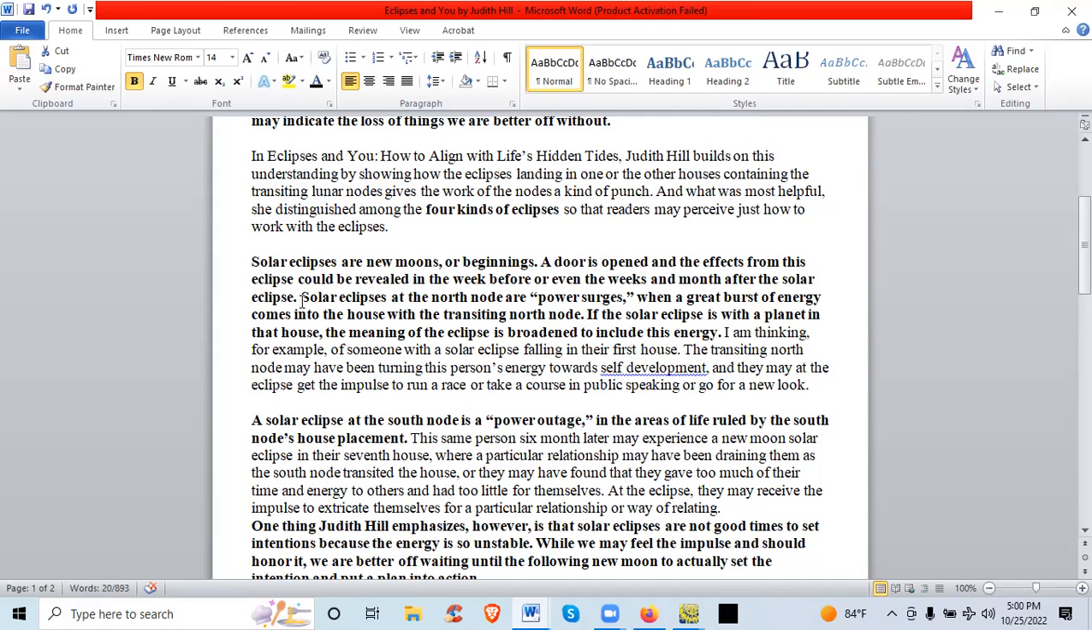Solar eclipse at the north node: our power surges when a great burst of energy comes into the house with the transiting north node. So right now, where is your north node, at 13 degrees Taurus? And where is your south node, at 13 degrees Scorpio? It's good to know those. If the solar eclipse is with a planet in that house, the meaning of the eclipse is broadened to include that energy.